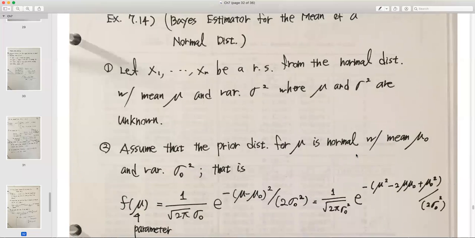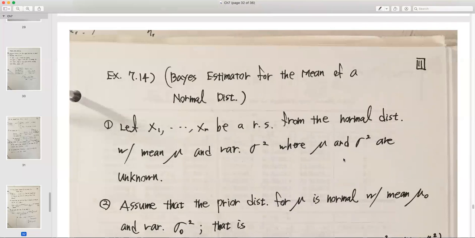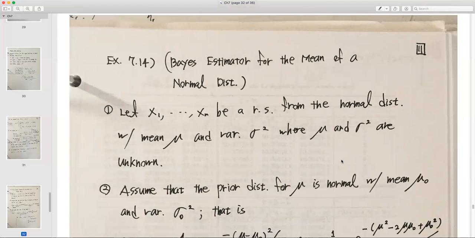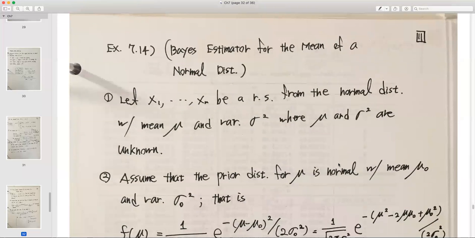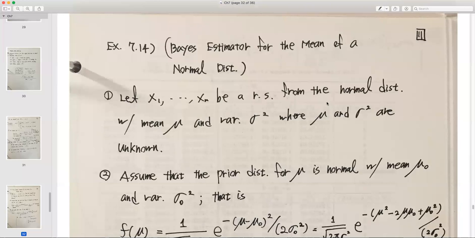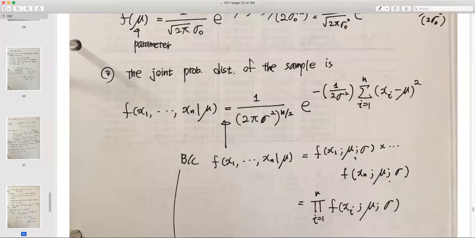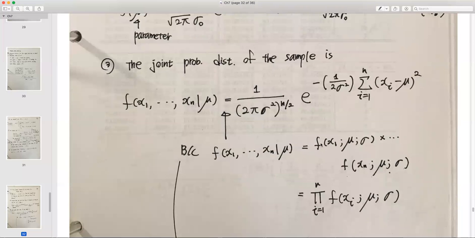Give me a second. So x1 through xn is a random sample from the normal distribution. So each of the sample data follows the normal distribution. Okay. So this one can be expressed as the product of the PDFs, actually the normal probability distributions, right? For each sample data. Okay.